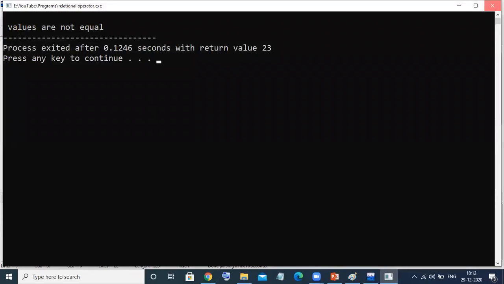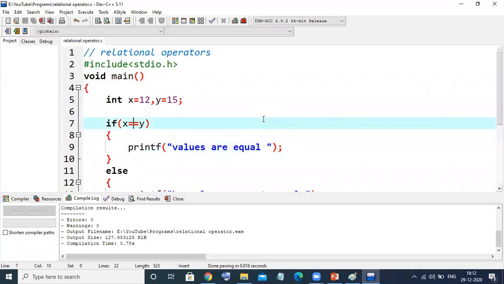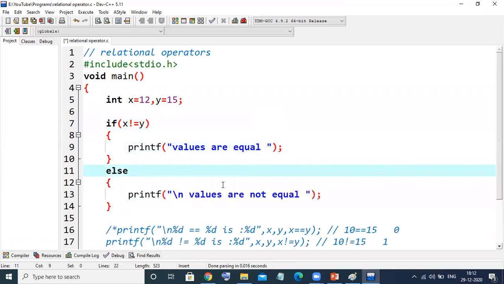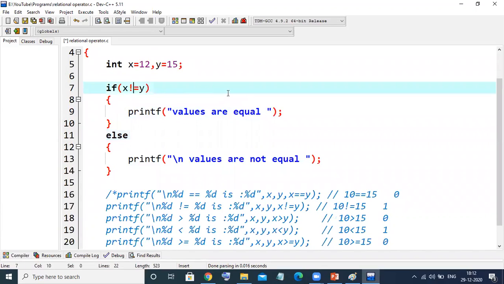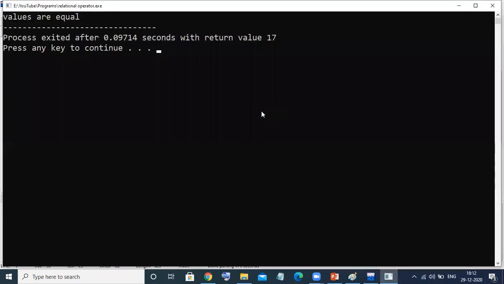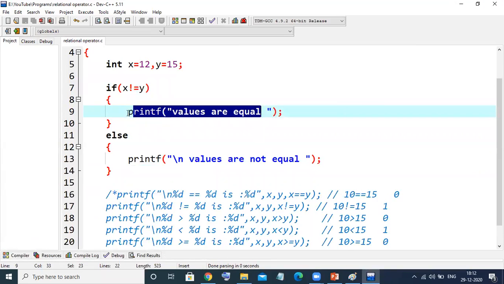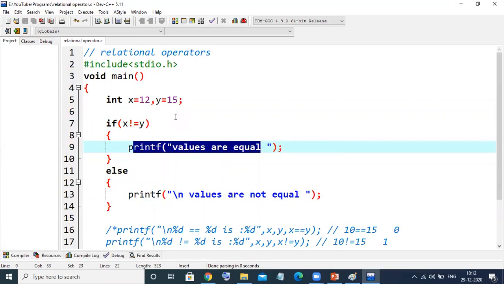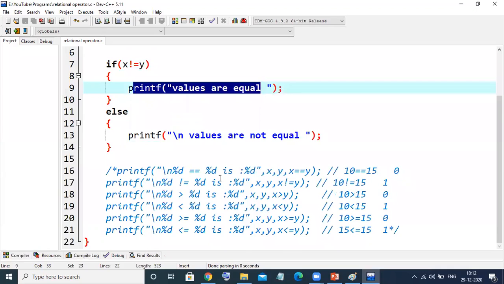Values are not equal. Even for this condition, if I place only not equal, now tell me which one is going to execute. Does it return true or false now? It returns true because 12 is not equal to 5. That's what we are checking. It's not equal to y. The condition becomes true, then it will execute the values are equal statement. So whatever output you want, you go for the relational operators. You can check any condition, greater than, for 2 numbers, 3 numbers, any of the programs you want to implement, you can use these relational operators.